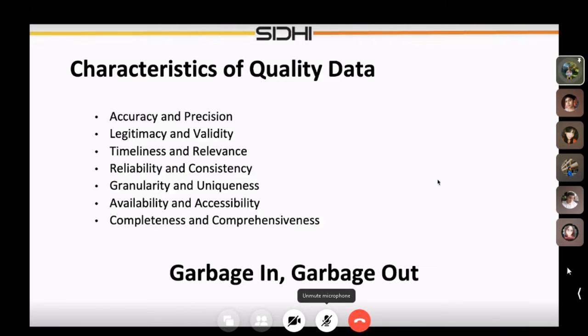And the last one is completeness and comprehensiveness. So in this aspect, you just want to have the most thorough set of data. And again, it's always a garbage in, garbage out perspective. If you collected or measured data in a wrong way, then maybe you're not going to arrive at the most accurate set of conclusions and recommendations for your research.